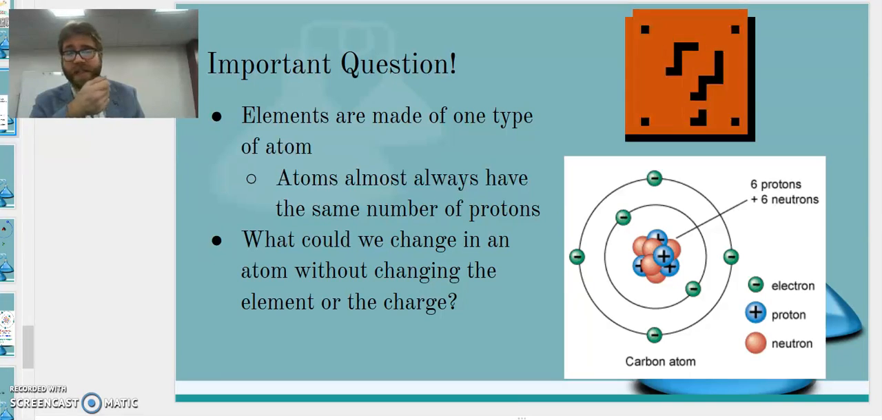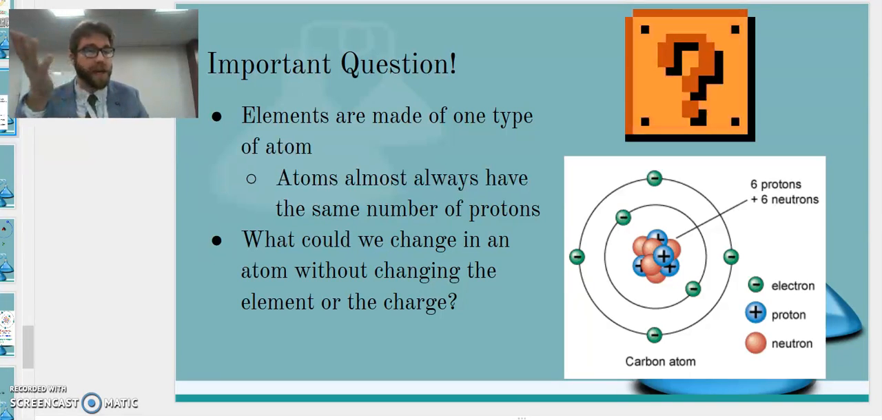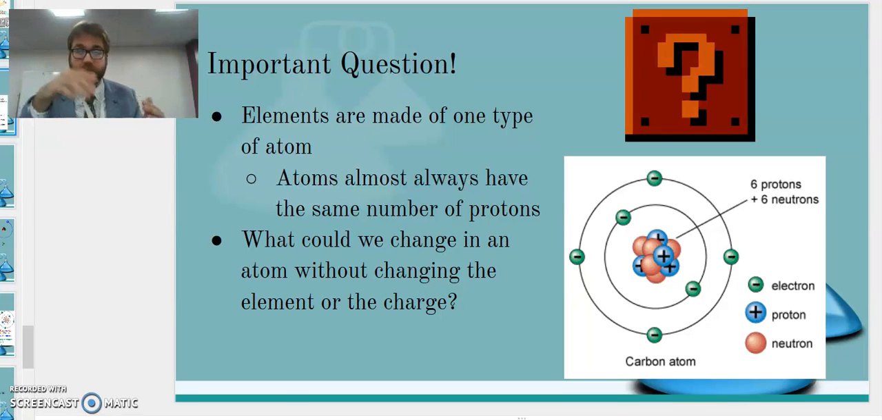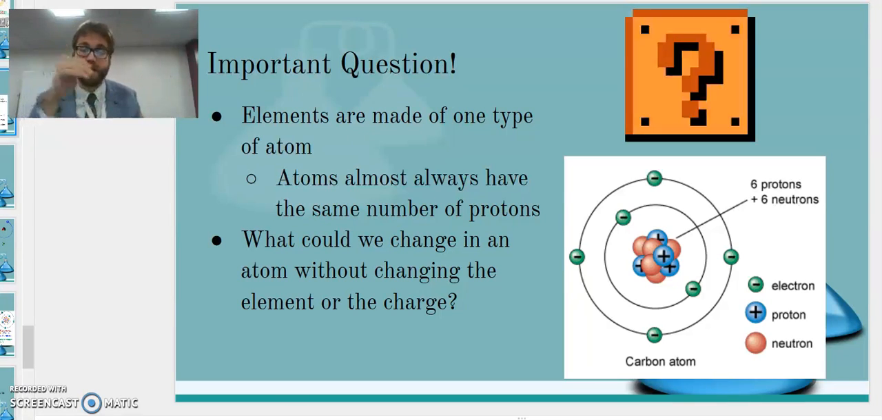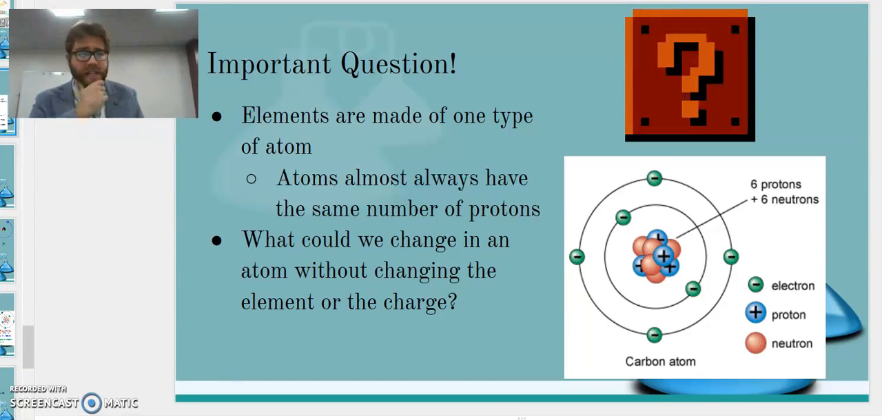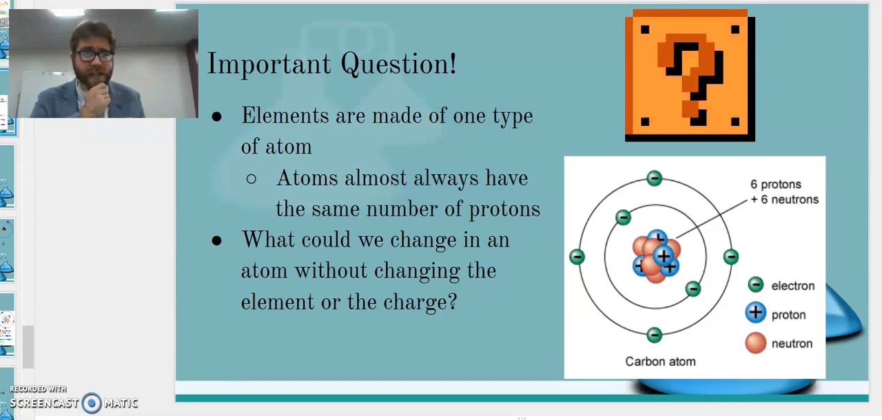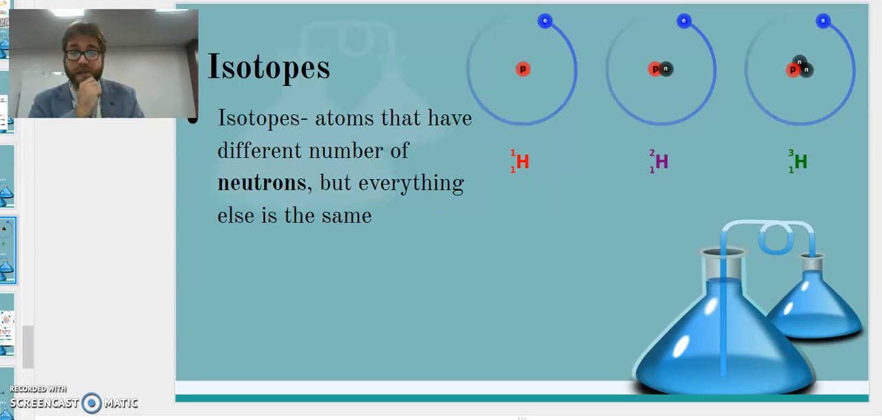If we change the electrons, we'll create an ion because we have an uneven amount of protons and electrons, so we have an uneven plus or minus charge. If we change the protons, we change the name of the atom. But if we change the number of neutrons, we get what we call isotopes.